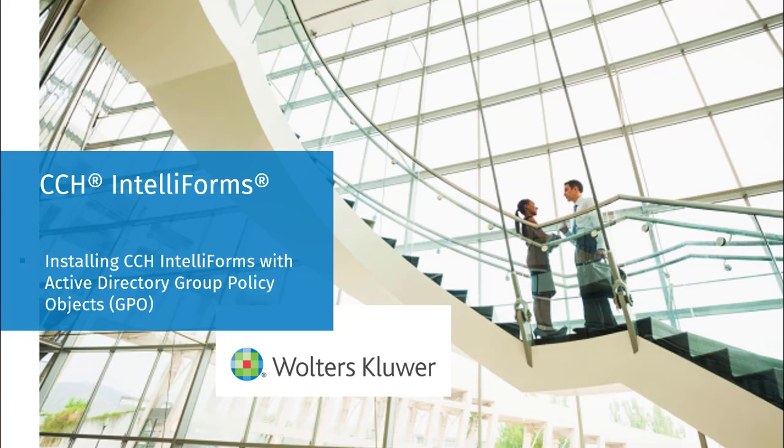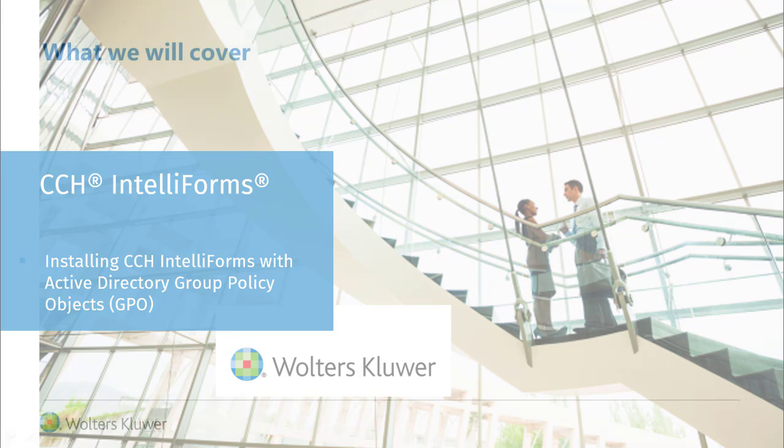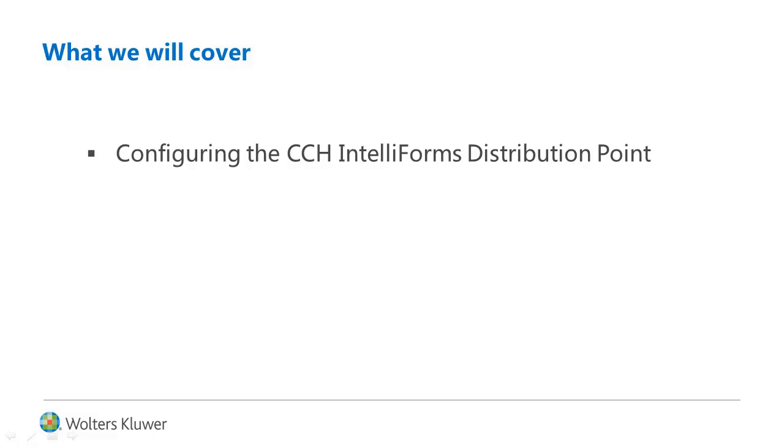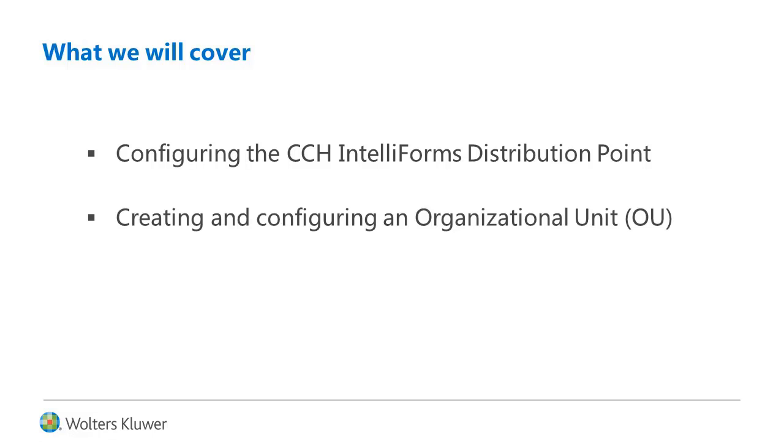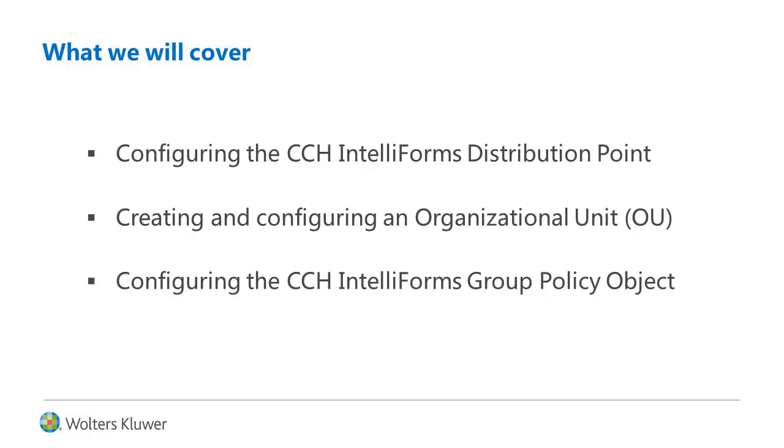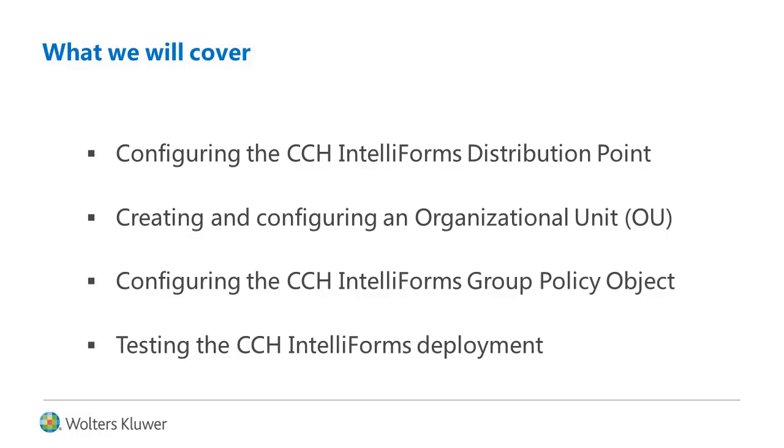Also, the location of the Active Directory and GPO consoles may differ from the screenshots, depending on the Windows Server version you are using. As a rule, these consoles are usually located under Administrative Tools. Now let's get started. The topics in this video are configuring the CCH IntelliForms distribution point, creating and configuring an organizational unit, or OU, configuring the CCH IntelliForms group policy object, and testing the CCH IntelliForms deployment.